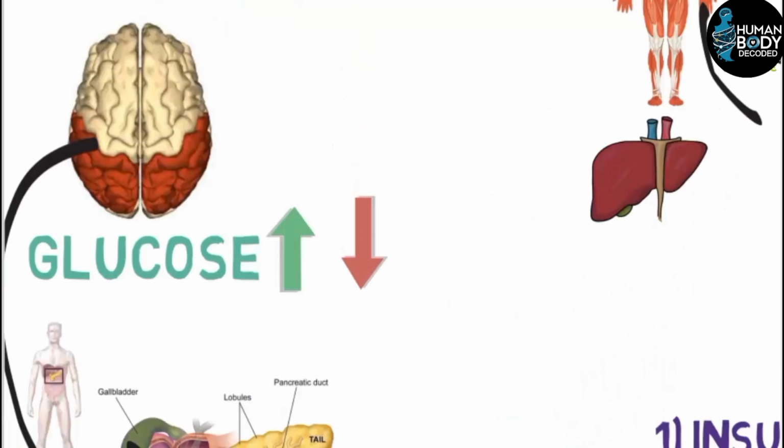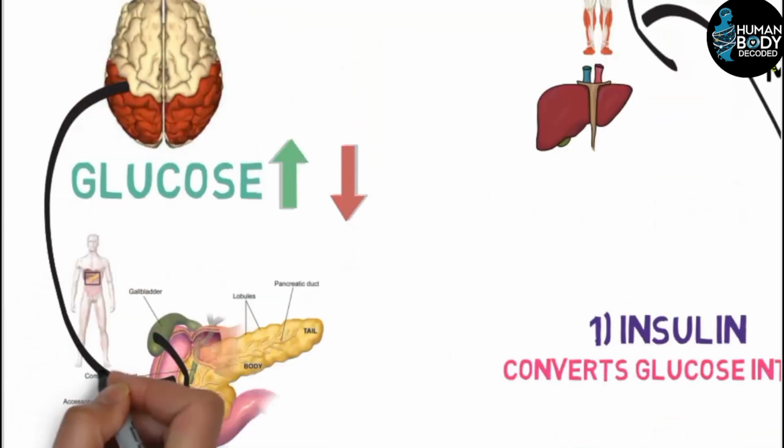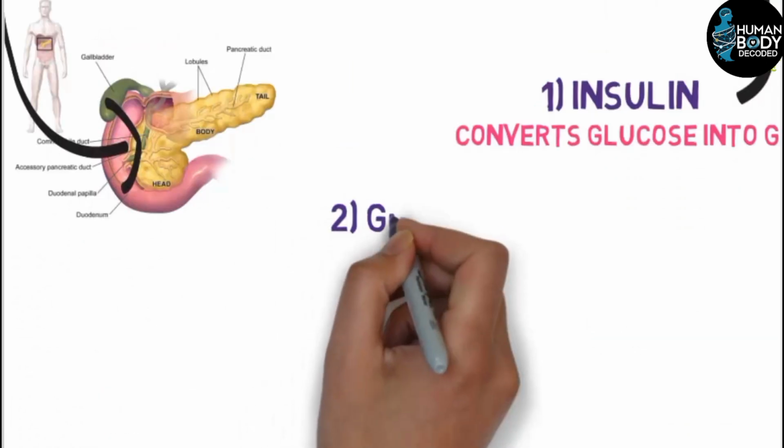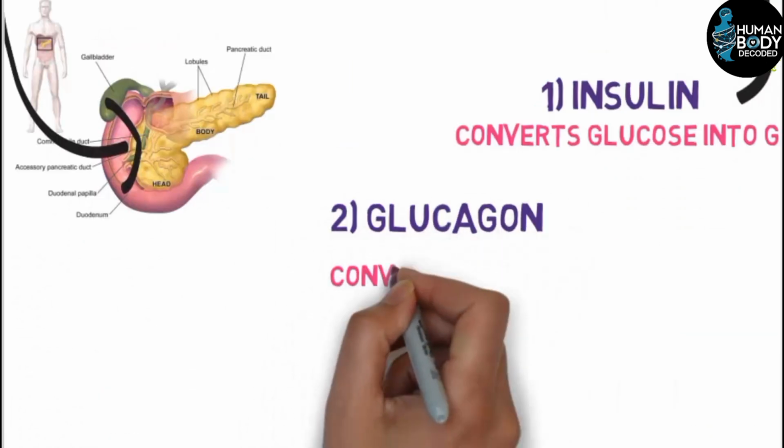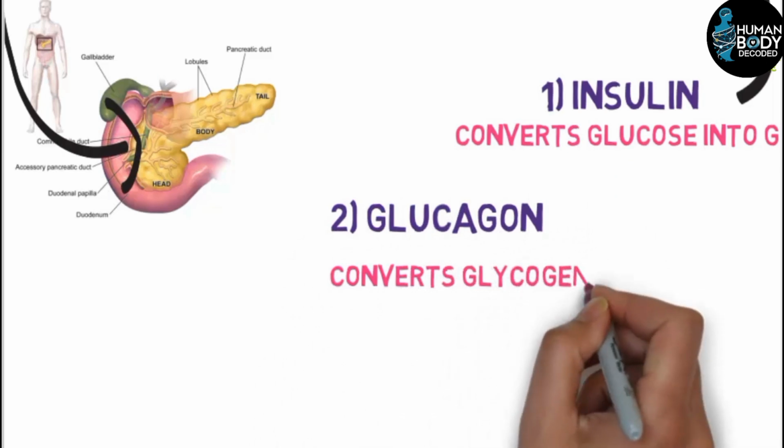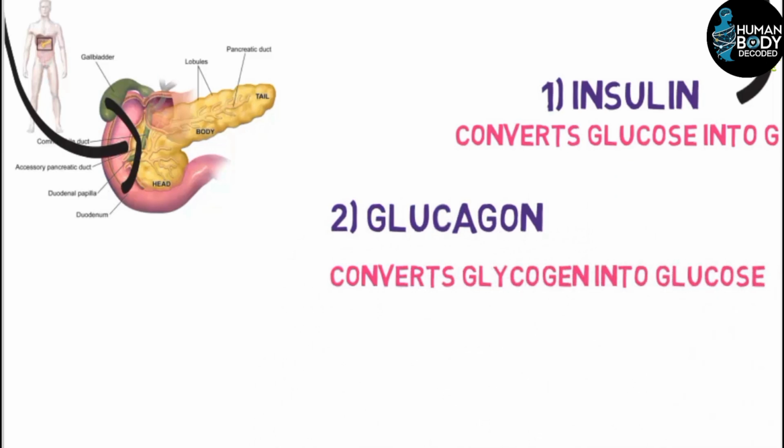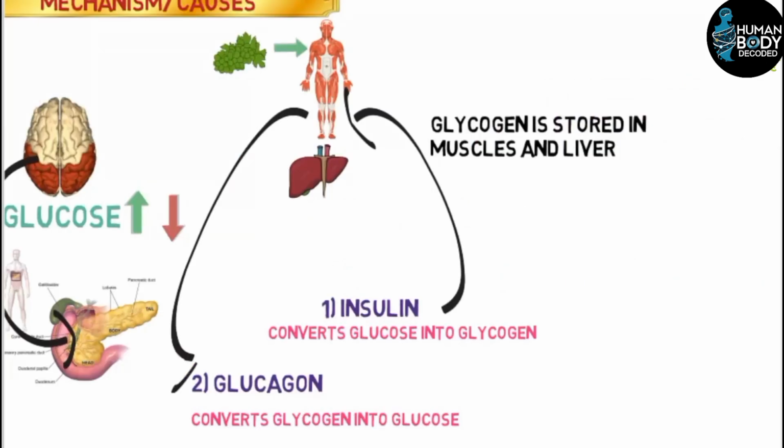If glucose levels become too low, the pancreas releases another hormone called glucagon. Glucagon converts stored glycogen back into glucose, which then enters the bloodstream to be used by the body. This balance between insulin and glucagon keeps blood glucose levels normal. In diabetes, this mechanism gets disrupted.